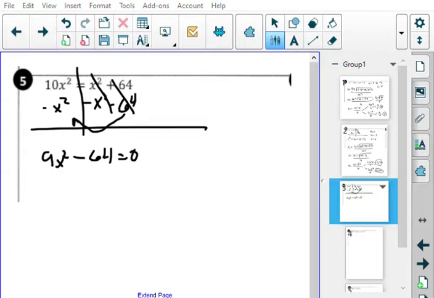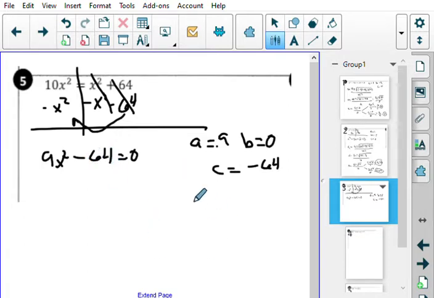Okay. You can do this by factoring, by noticing this is a difference of squares. What am I squaring? 3x. What am I squaring? An 8. So we have 3x plus 8, 3x minus 8. Or we could use the quadratic formula and let a be 9, b is equal to 0, and c is equal to negative 64. Okay, b is equal to 0 because there's no x term.